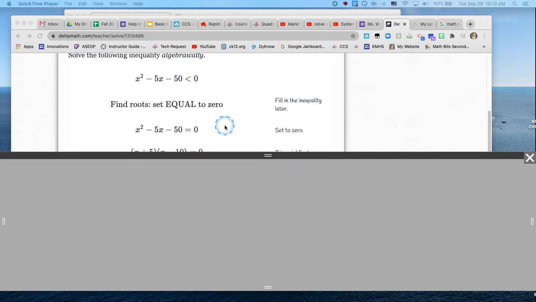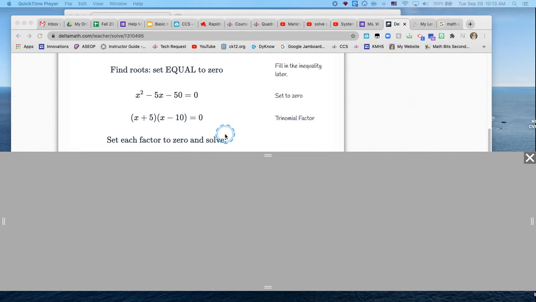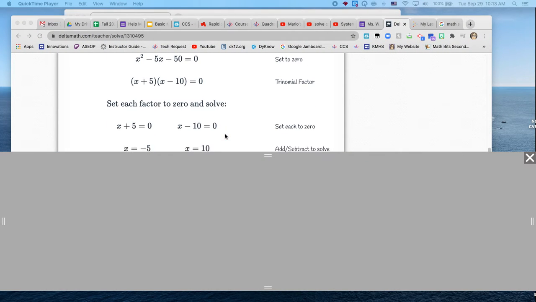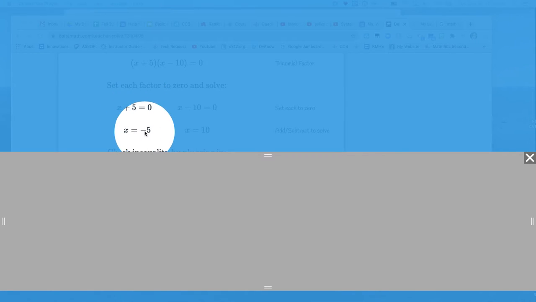So that's all I did right there. I just set it equal to 0. Then you factor your quadratic. So factors of 50 that multiply to give you negative 50, and when added give you negative 5, are x plus 5 and x minus 10. Now we also know that we set each factor equal to 0 to solve. So in doing so, you can see that you have x is negative 5 and x equals 10.